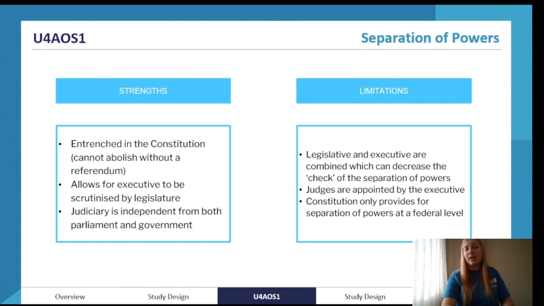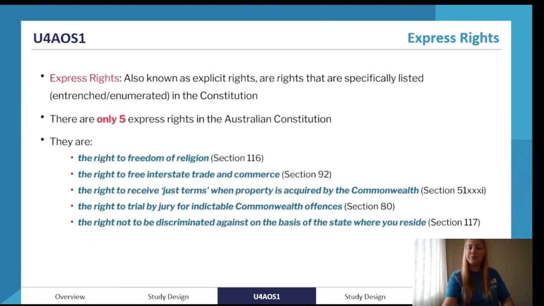Another limitation is, again, you'll see this throughout, the Constitution only provides for the separation of powers at a federal level, not state level. So the next thing that we need to have a look at is the express rights. These are also known as explicit rights. If you see that, it's just a synonym. You need to be able to define them. Don't use the word express in the definition because that is the same word as in the actual term. So you can say that they're specifically entrenched or listed or enumerated or stated in the Constitution. Entrenched and enumerated are stronger words, however, to use.